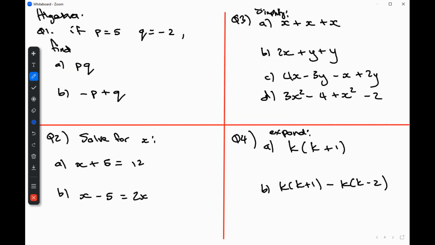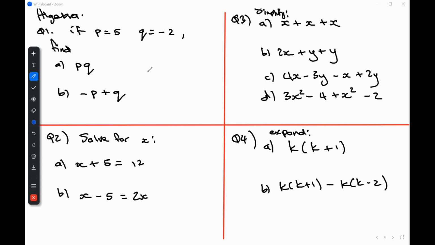All right, looking at some algebra now. Okay, so in just general revision, have a look at the following algebra questions. Give it a go. Try your best. See what you can do for these. All right, let's go through these now.